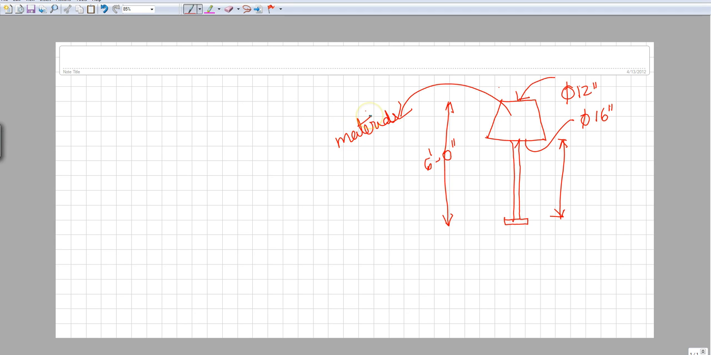Then I would even have to probably give the materials. What materials am I going to put on the lamp? What is going to be this material? Is it wood? Is it metal? Then how's the base? What material is the base? What shape is the base?